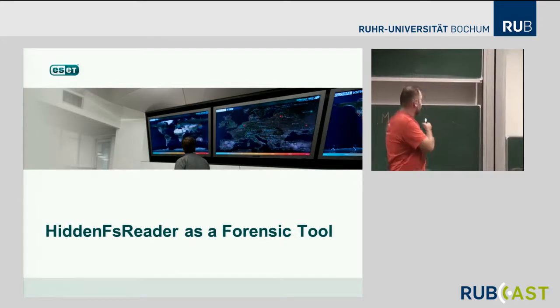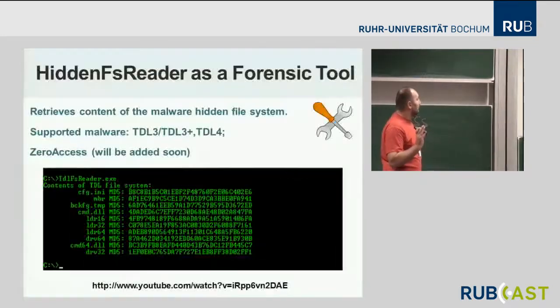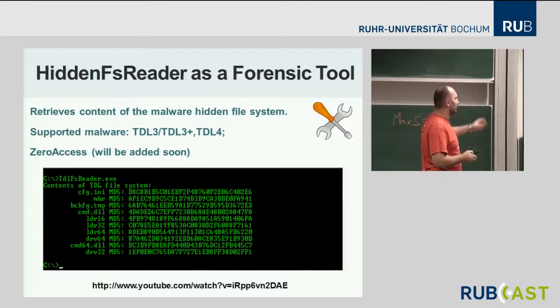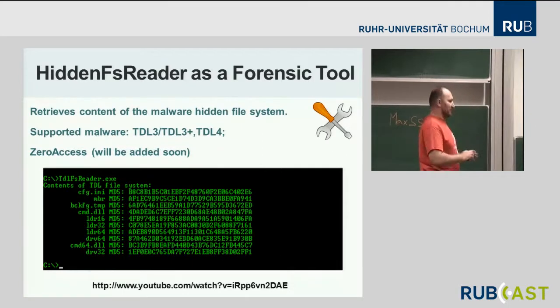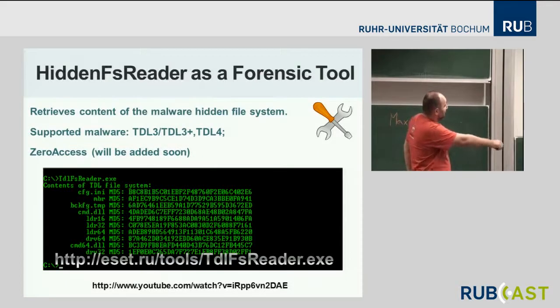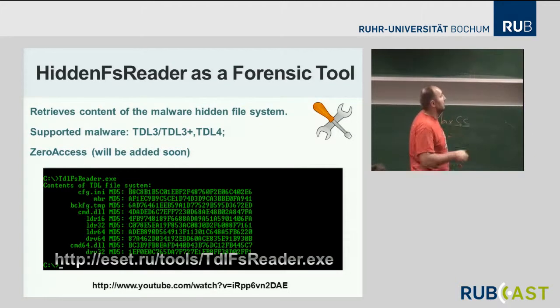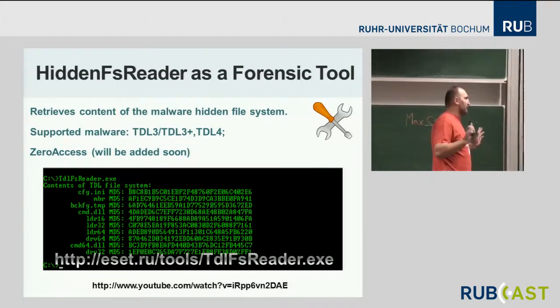It's another family which is based on the sources of TDL4, but has another, based on other hidden FS techniques. Okay, HiddenFS Reader. It's a very simple console tool, but it's simple only in its external view. It's a free tool. You can download it from this internet address and use it. We are supporting this tool. Support for ZeroAccess and Olmasco will be added soon, and maybe something else.